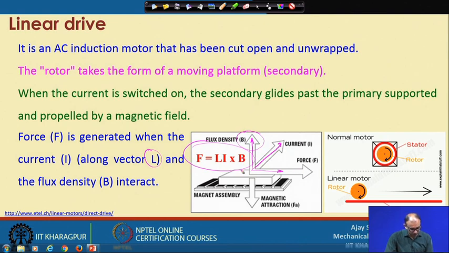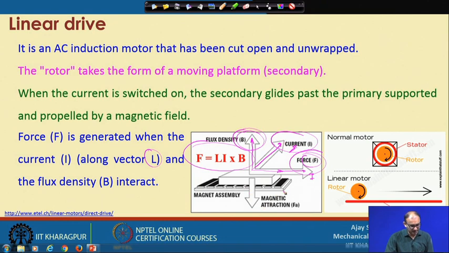Suppose you want to get movement in a particular direction, then you change the direction of the current, either in this direction or this direction. At that time, this force will change. If you want to move this force here, then you have to change the current direction or the magnetic flux density. Depending on the direction in which you put the magnetic flux density and current, you will get a force exactly perpendicular to both of those directions.